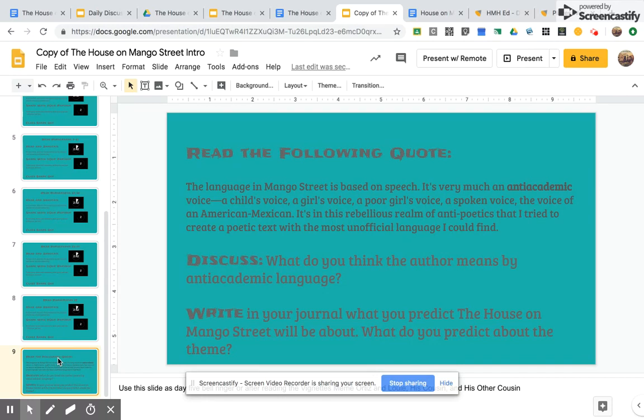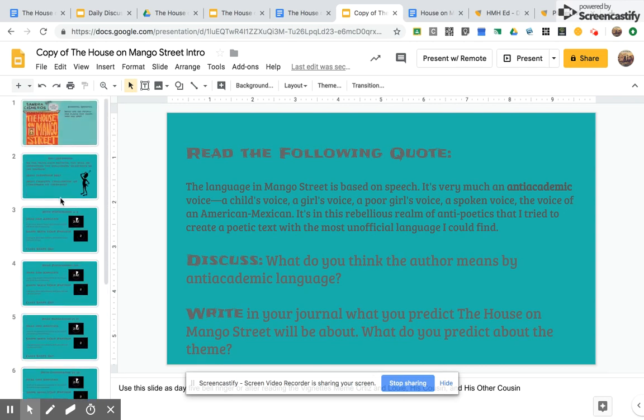It ends with a quote about the language being anti-academic. And this is important for the students to understand because this book is written from the point of view of a little girl, with the voice of a little girl. So something for them to discuss is, what do you think the author means by anti-academic language? And write in your journal what you predict The House on Mango Street will be about. What do you predict about the theme? So that's just kind of an intro to an intro using the author's words.